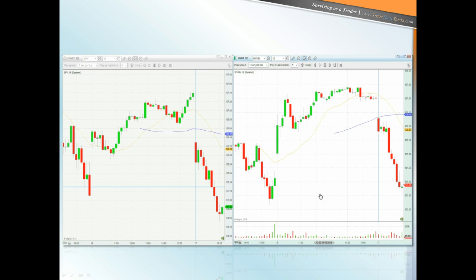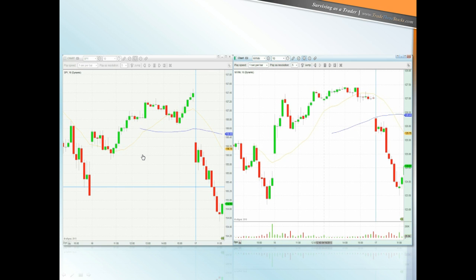Okay, so what you could do here, if you picked up a long, is you could pick up half a position to protect yourself, because you really don't know if you're going to get that reversal, or you could go for a lower level such as this one.